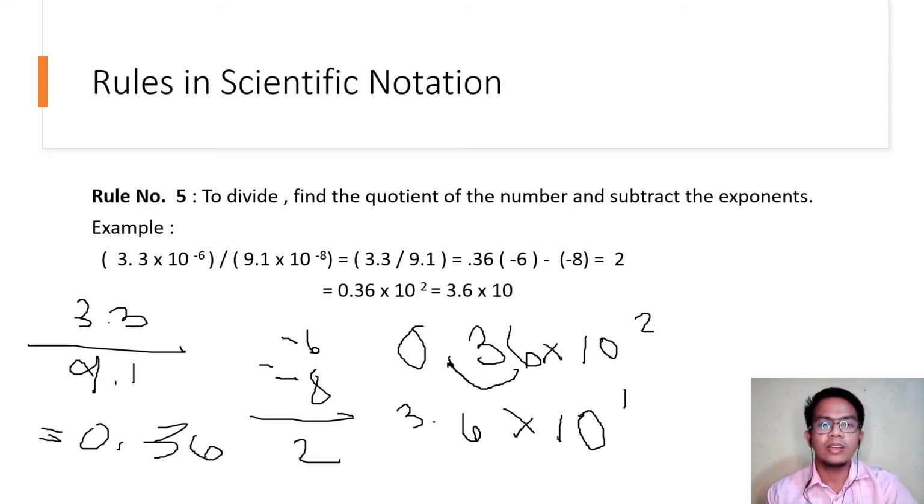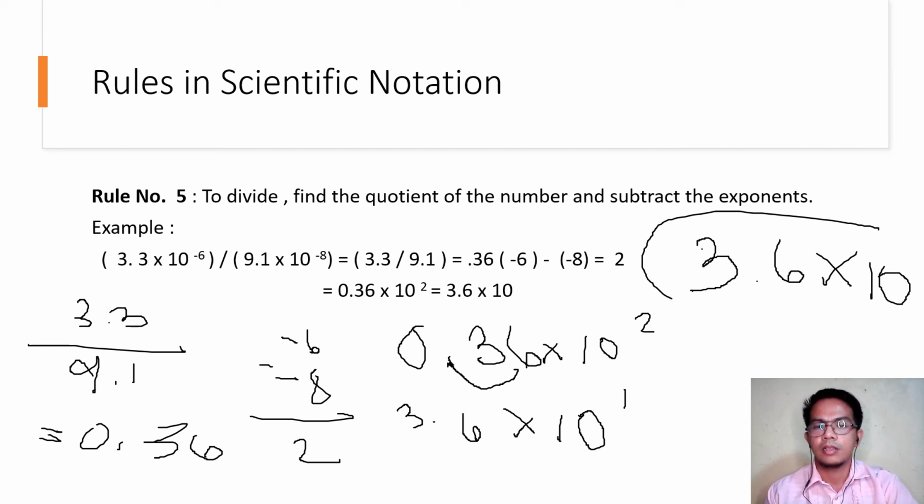So in writing your answer, you don't need to write the exponent because any number raised to the power of 1 equals the number itself. So 3.6 times 10 raised to 1 is the same as 3.6 times 10. So this is the answer.